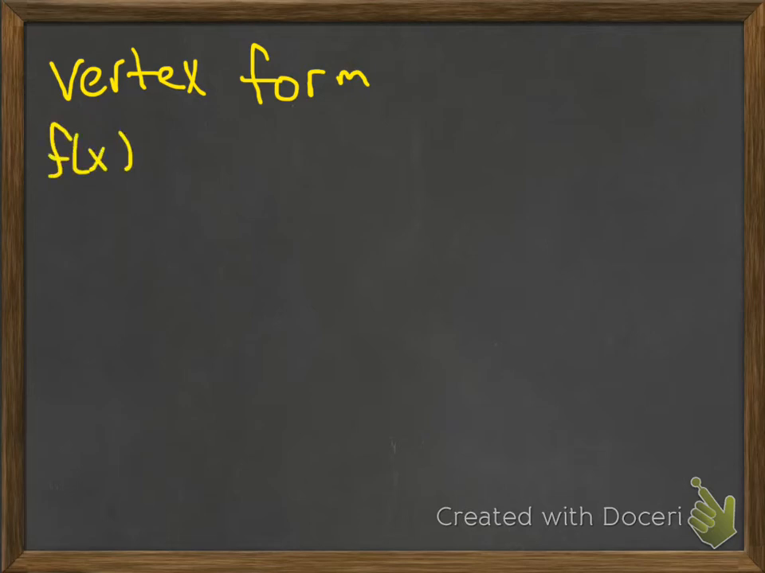f of x is equal to x squared minus 8x. Okay, and you're going to put a parentheses, plus, and the 2 on the outside of the parentheses with a minus.